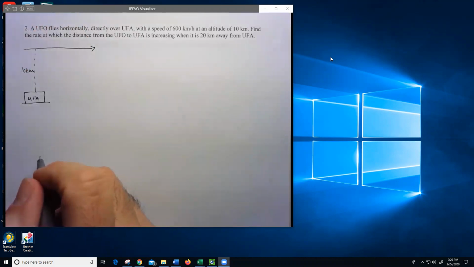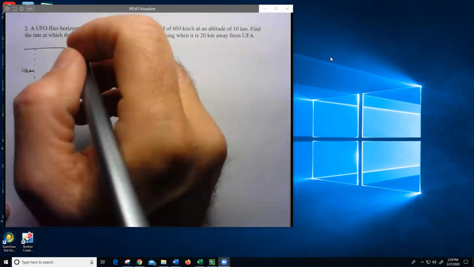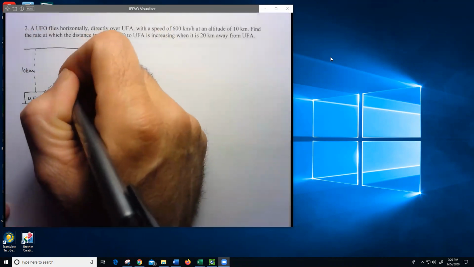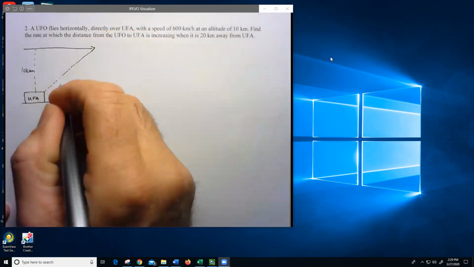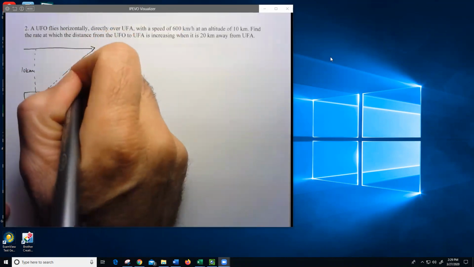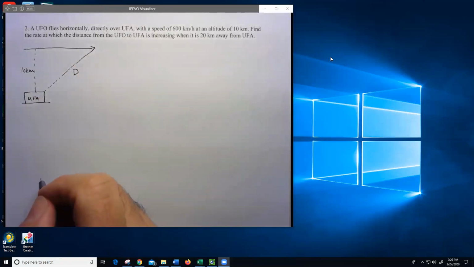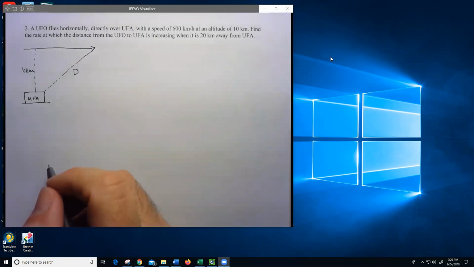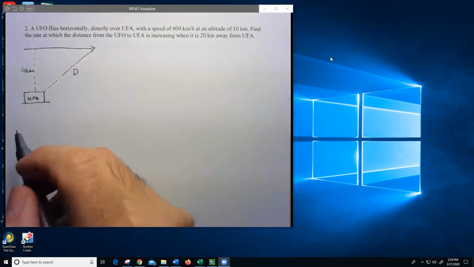Let's see what they want to know. They want to find the rate at which the distance from the UFO to UFA is increasing when it's 20 kilometers away. So what we're interested in is the rate of change of the distance between the school and the plane. I'm going to represent that with the straight line joining them. And as I've done in the past, I'm going to use capital D here because I might bring in some derivatives and I don't want to confuse things. So I want to find the rate at which this is changing.